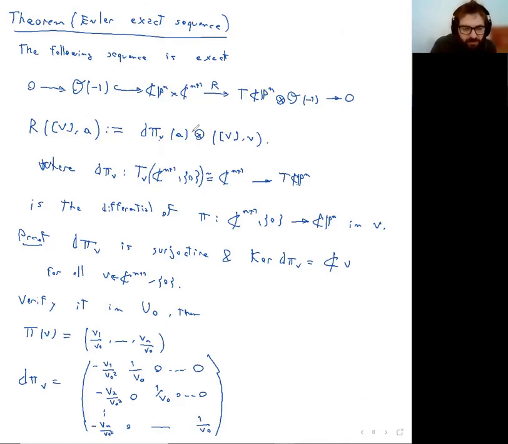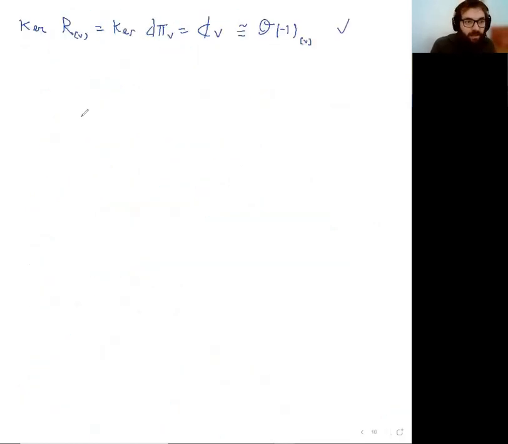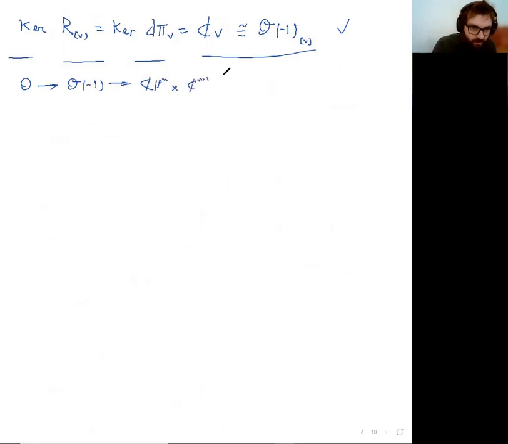So if you look at this map, which looks somewhat artificial, you do have this kind of magic that this tensor product simplifies this choice. It gives you that the kernel of this map is precisely O(-1), which is perhaps a bit surprising. And okay, so now we have an exact sequence and we can do things with it. So we started with 0, O(-1), C^{n+1}, and here we have TCP^n tensor O(-1), 0.